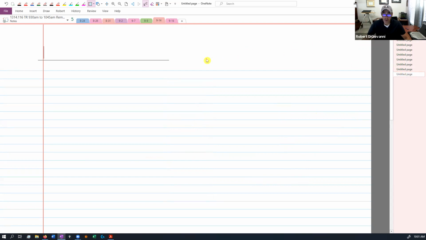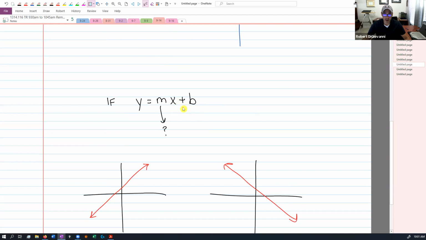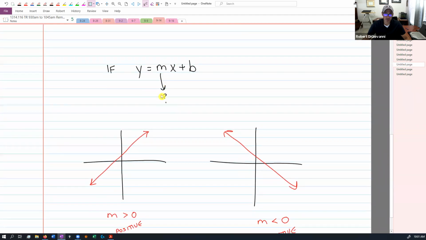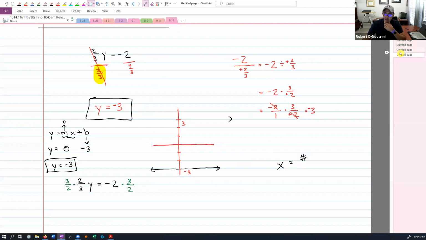So last class, at the end, we were talking about the slope-intercept form of a line: the m controls the pitch of the line, right? So if the m is positive, it goes up. If it's negative, it goes down from left to right. If you're reading this like a book, up means going up from left to right, and down means going down from left to right. So now we're going to talk about two special classifications of lines.